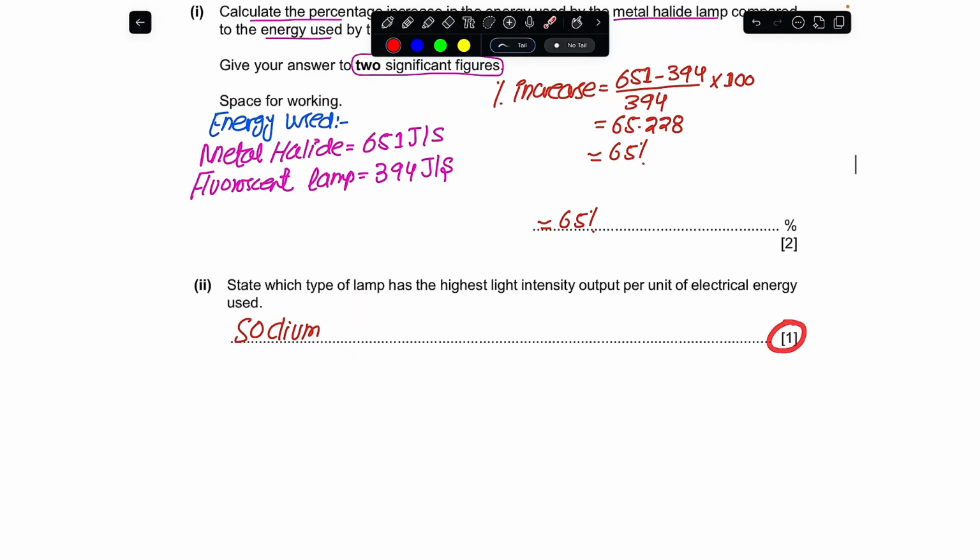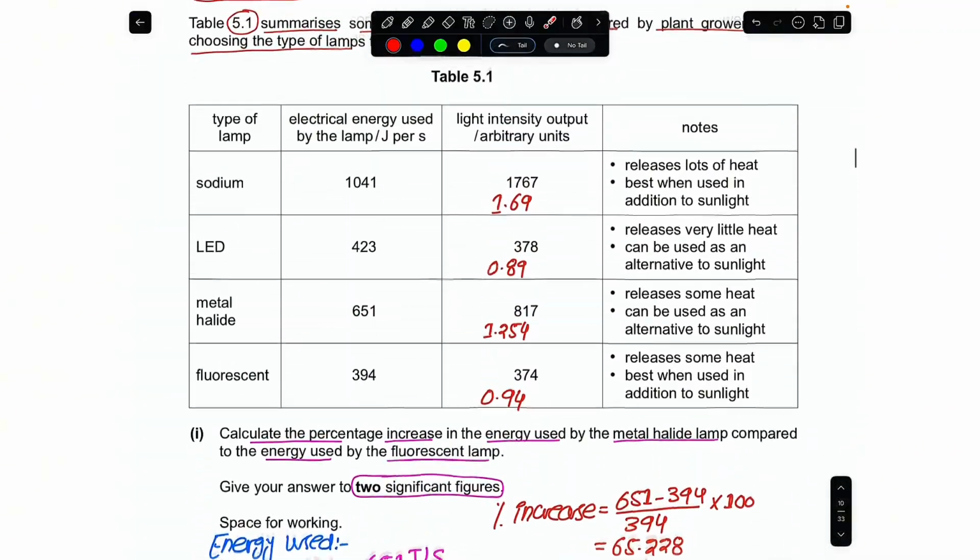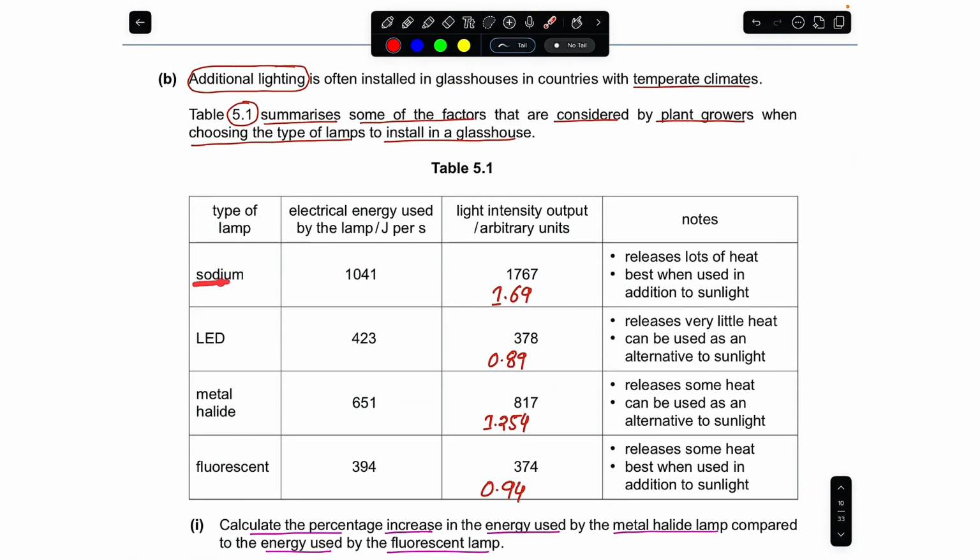Now against 1 mark, they ask which type of lamp has the highest light intensity output per unit of energy they are using. Now here the idea is that if I talk about the sodium lamp, they are asking that against the electrical energy they are using in terms of joules per second, how much is the light intensity output out of it?